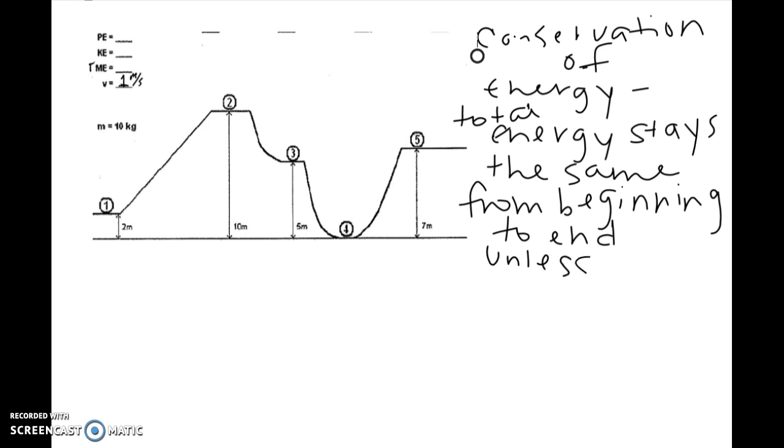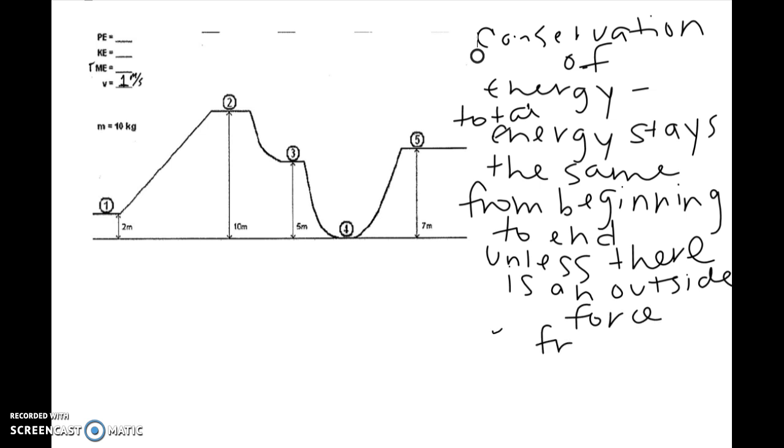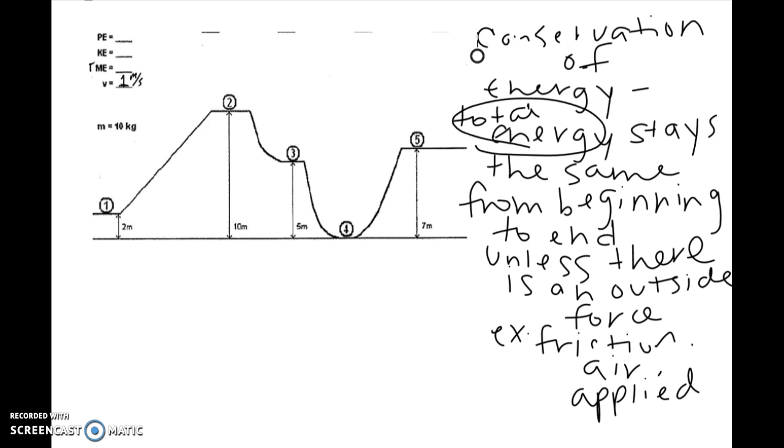unless there is an outside force. That outside force could be friction, it could be air resistance, it could be an outside applied force, but really any other type of force. So it's always going to stay the same. So basically, key thing, total energy is what stays constant.